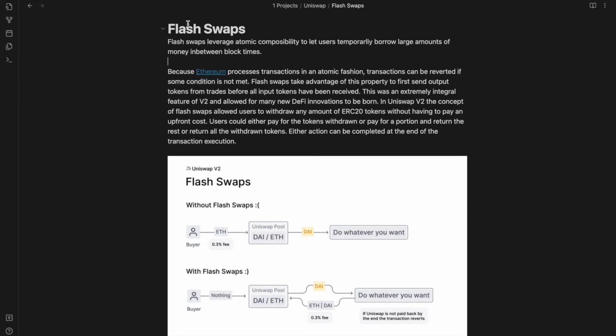So flash swaps are another one of those weird quirks that we get when we build a new financial application on the blockchain. Because it's built on the blockchain, it's leveraging the properties of the blockchain, not of traditional financial infrastructure. So this gives it a different character. Flash swaps are cool. Basically, they allow you to leverage this component called atomic composability, which states that all of the transactions will either fail or succeed together. This allows you to borrow a huge amount of money in between block times.